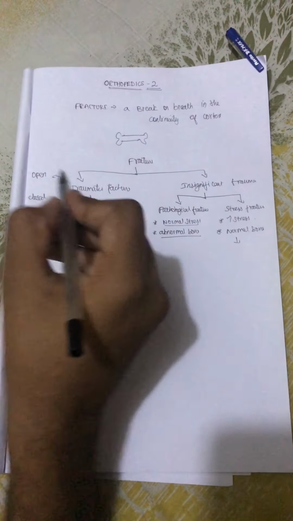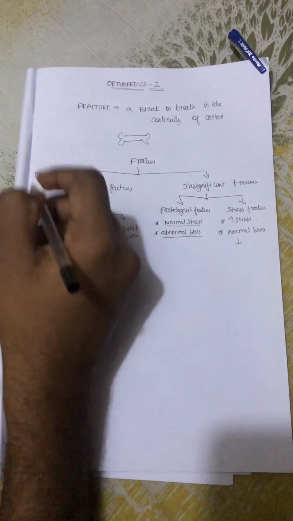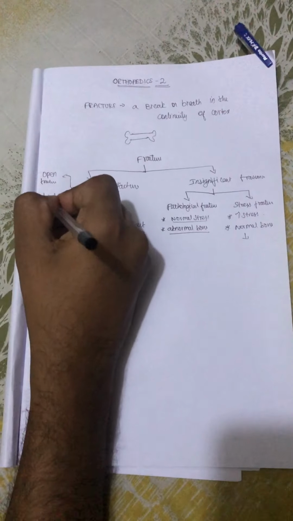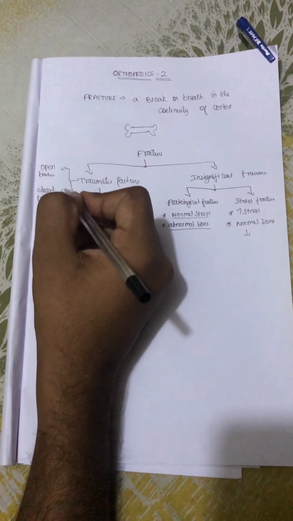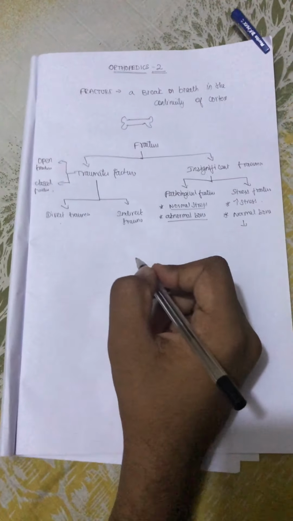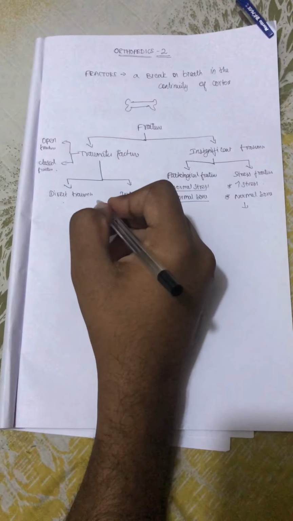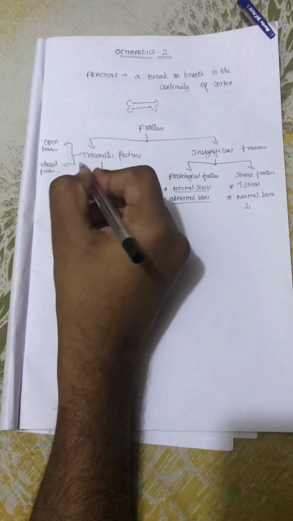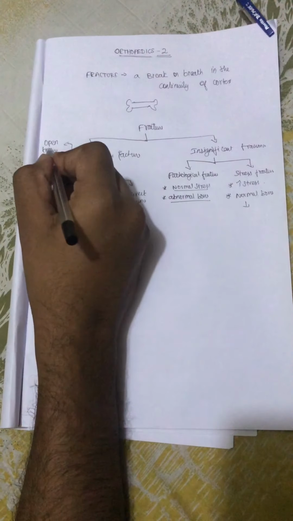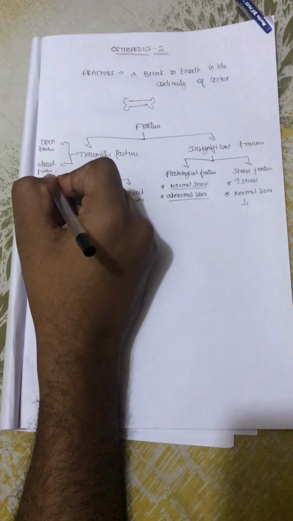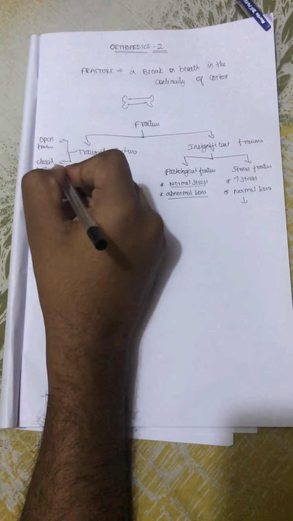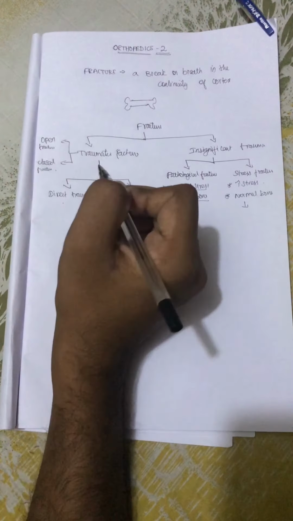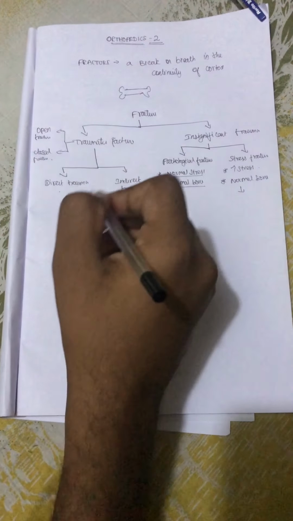In the other factor, we have two types: open fracture and closed fracture. What is the difference between open and closed fracture? If the fracture comes in contact with blood, and a hematoma occurs, the fracture with contact of blood is called an open fracture. A closed fracture is where there is no blood loss or hemorrhage. We'll see everything in detail later.